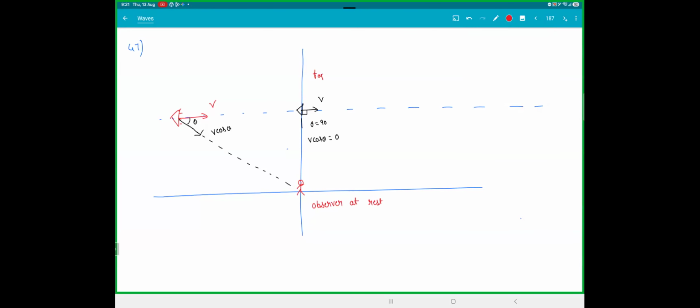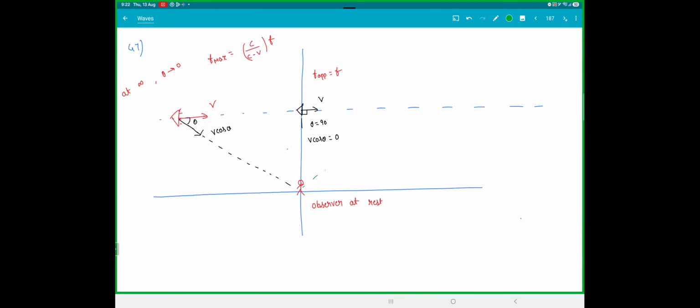The f apparent will be f only. You will hear that same frequency, whatever is being generated. But at infinity, your theta will be tending to zero. So it feels like the velocity is completely towards you. So you get maximum frequency. The velocity is pointed towards you, c by c minus v into f.